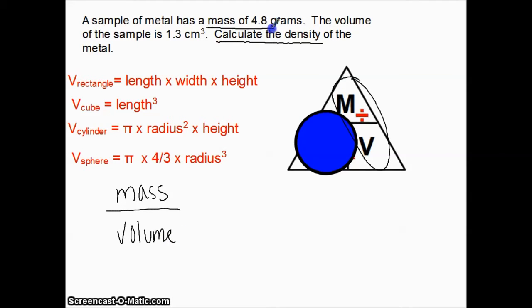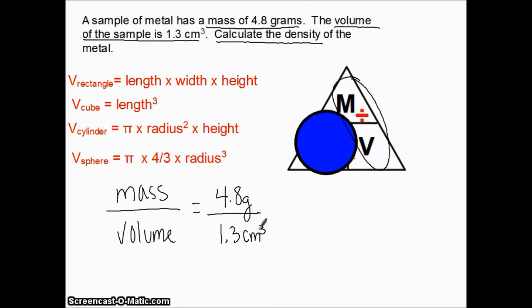So let's look at the equation, see if they give us the mass. It says mass of 4.8 grams. So 4.8 grams divided by, we need the volume. Do they give us the volume in the problem? It says the volume of the sample is 1.3 cubic centimeters.